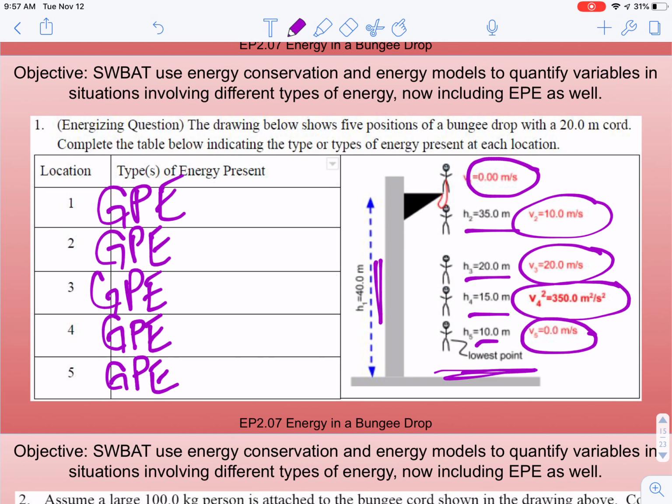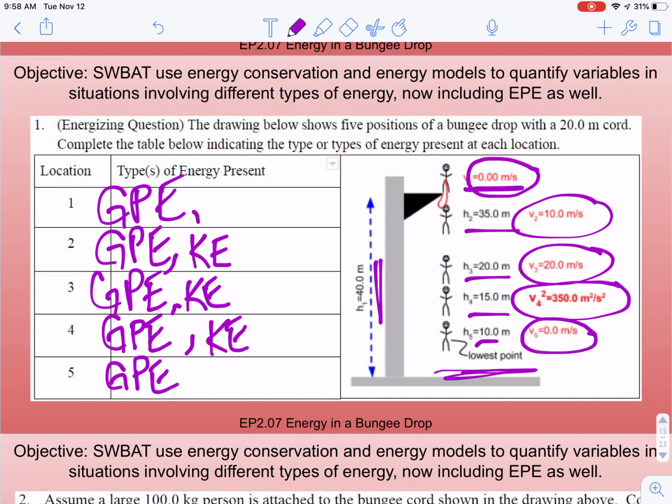Great. So then we're going to look at KE. If we look up here, we've got no speed at the first one, so no KE up there. We've got speed at the second, third, and fourth ones, so there's going to be KE at points 2, 3, and 4, and there's no speed again at 5, so just GPE there for now.